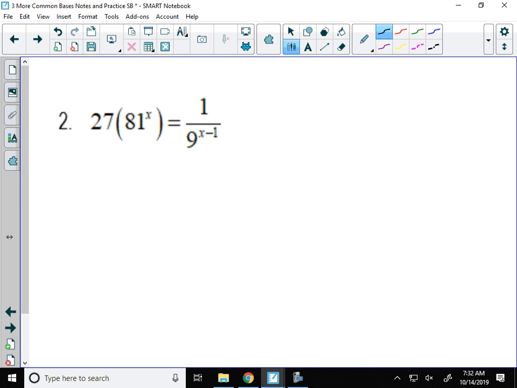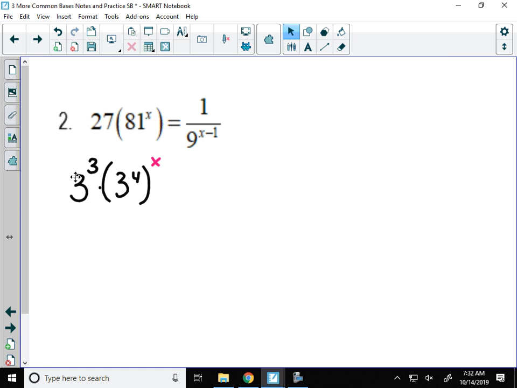27, we looked at our chart and see that that's 3 to the third. There's that first one rewritten. All right, 81 is 3 to the 4th. So I'm going to rewrite this as 3 to the 4th in parentheses, and I have to keep the same exponent of x. That x doesn't disappear yet. Equals, now 9 is in the denominator of a fraction. 9 is 3 squared. Since it's in the denominator, that means it has a negative exponent, so it's 3 to the negative second, and I keep the same exponent here.